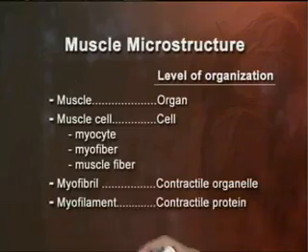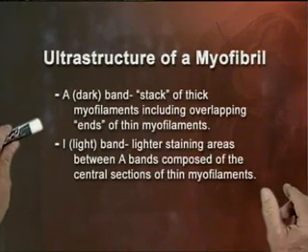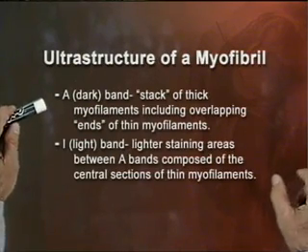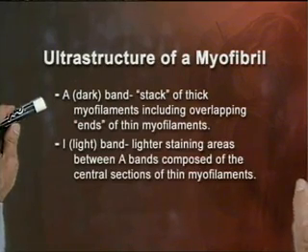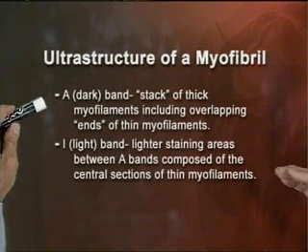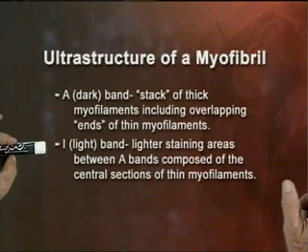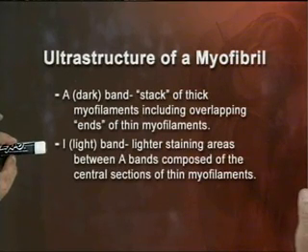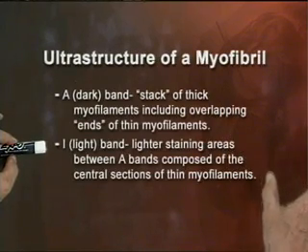Let's look at the next graphic, which shows us the ultrastructure of a myofibril. And we talked about the A band being the stack of thick myofilaments, and it does include the overlapping ends of some of the thin ones as well because they do overlap a bit. The I band, the lighter staining band, is actually the space in between two adjacent A bands. So I want you to remember that an A band is not just the thick ones and an I band is not just the thin ones.